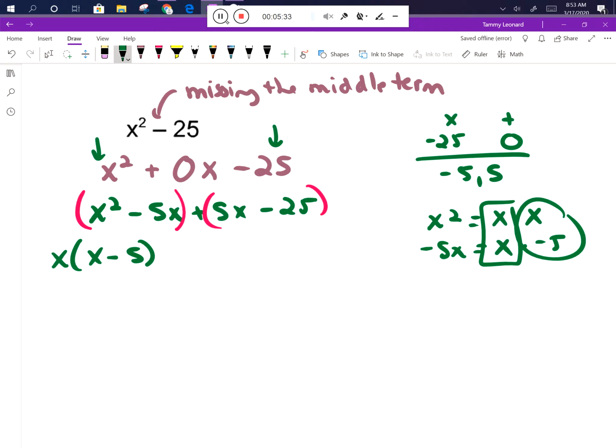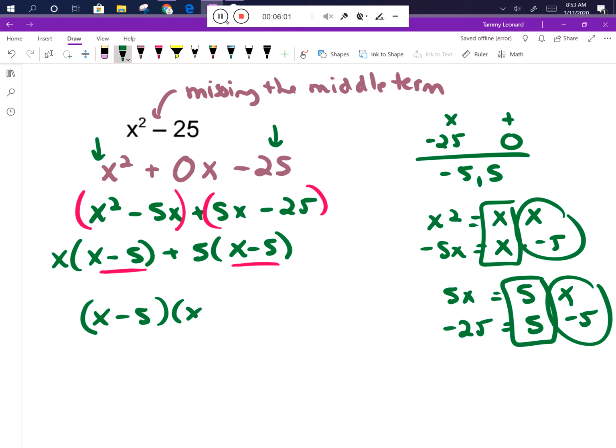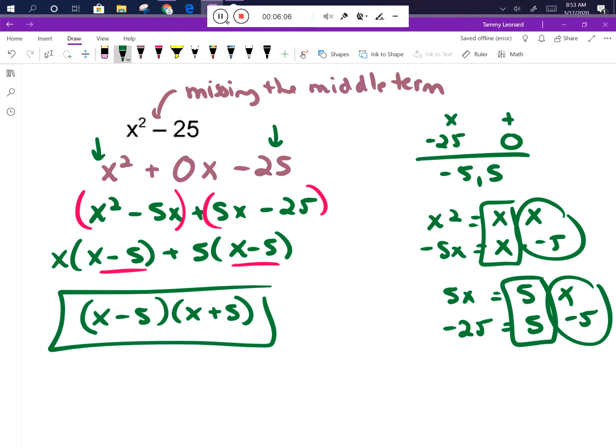Then I do the other two terms, 5x minus 25. Well, these each have a 5 in common, which leaves an x and a negative 5 as their other factors. So I'm going to factor out the GCF of a positive 5 and leave behind an x minus 5. When I look at the problem, I see that both of these have an x minus 5. So I can factor out the x minus 5 and leave behind the other factors of x plus 5. That gives me my factorization for x squared minus 25.